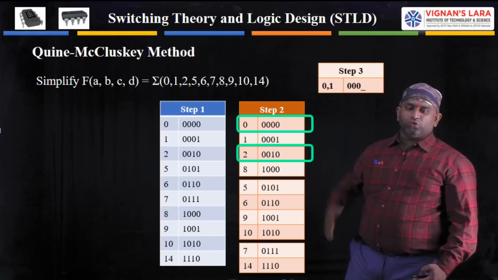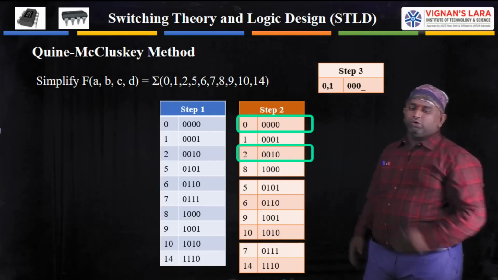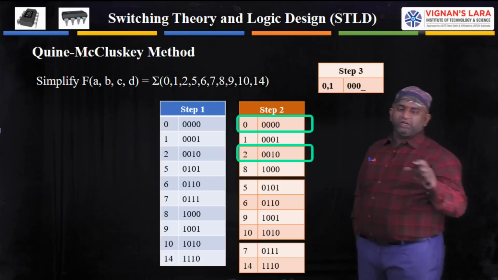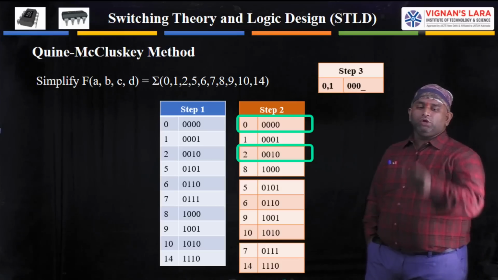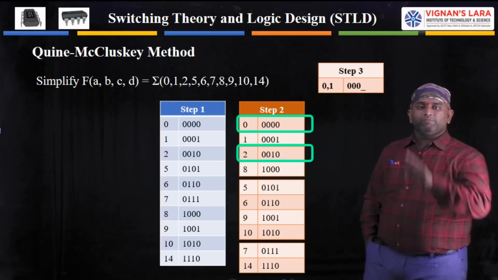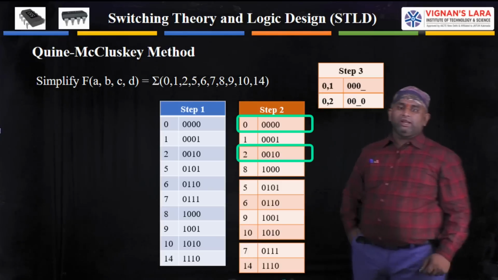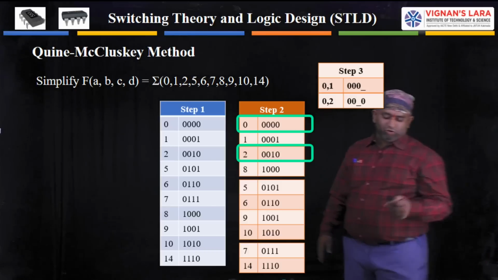Next 0, 2. Now you have to consider 0, 2. From this 0, 2, which bit is differentiating? So the combination we can write here from 0 to 2 is 0, 0, dash, 0. That is our next combination. So here I have written 0, 0, dash, 0.